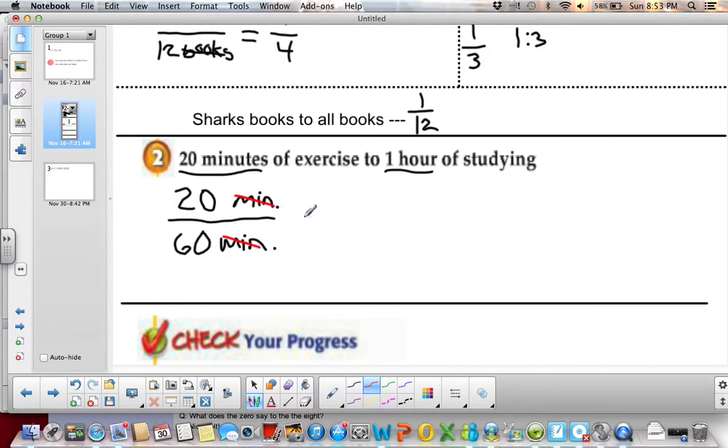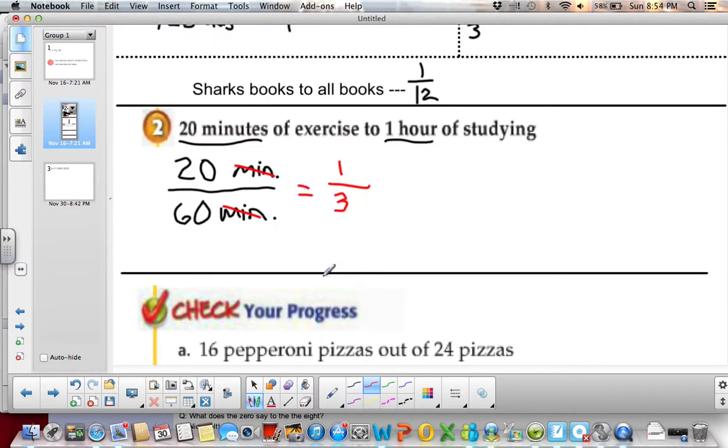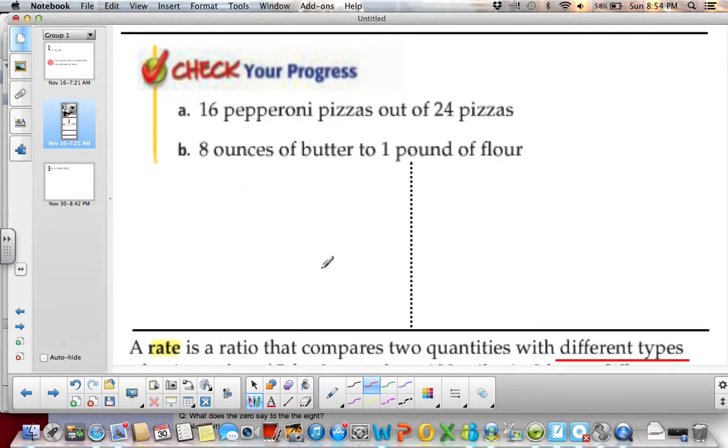And then I can, for a second, just forget about my minutes. And I know that they can both be divided by 20, so 20 divided by 20 is 1, 60 divided by 20 is 3. So this tells me that I have 1 minute of exercising to 3 minutes of studying, or 1/3. Okay, and we could also write it as 1 to 3. So pause for a second and see if you can do A and B in your notes.